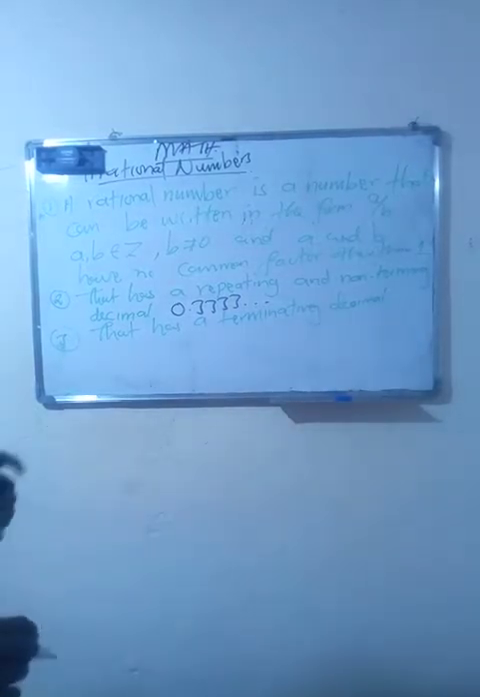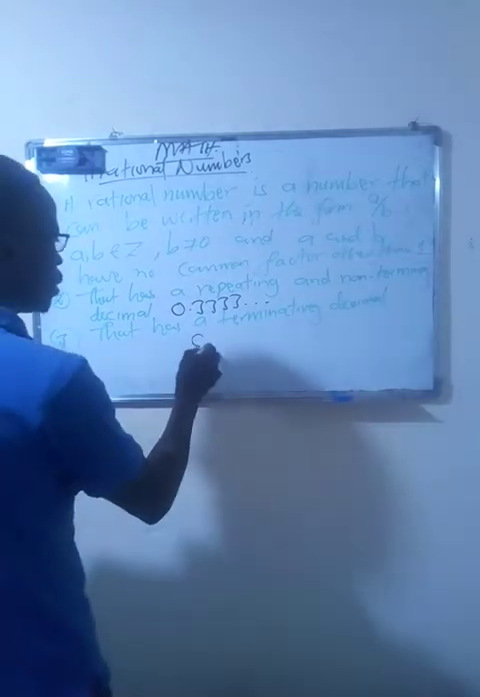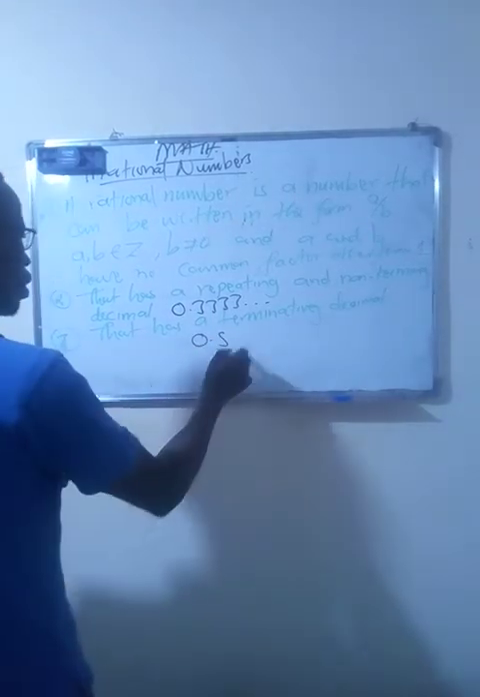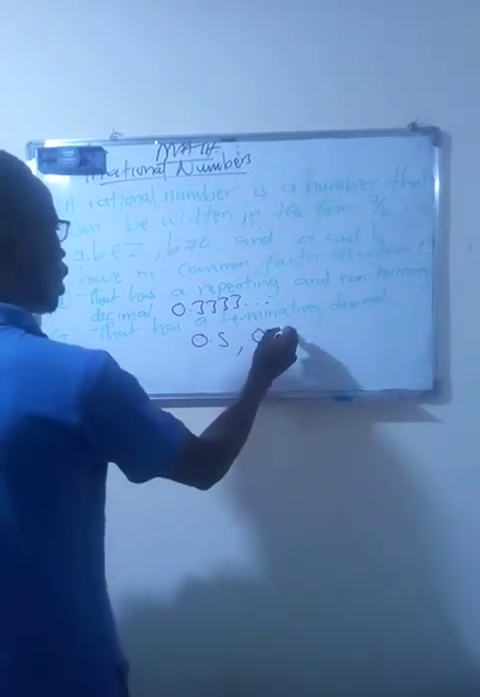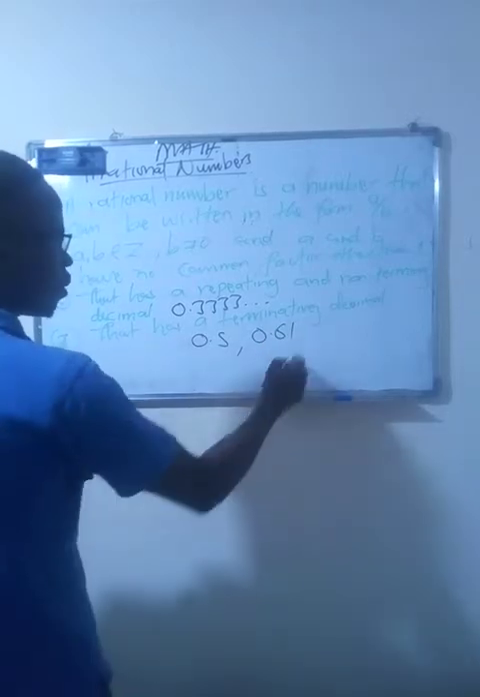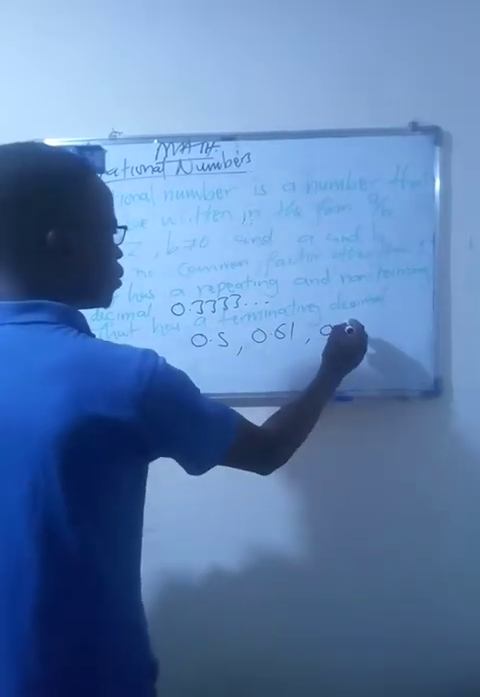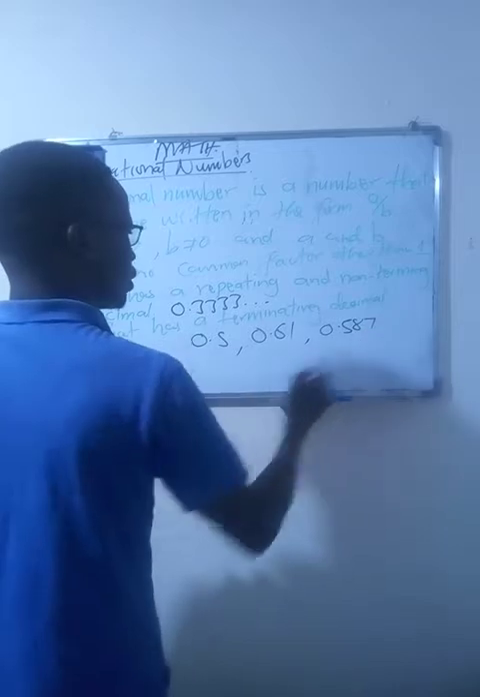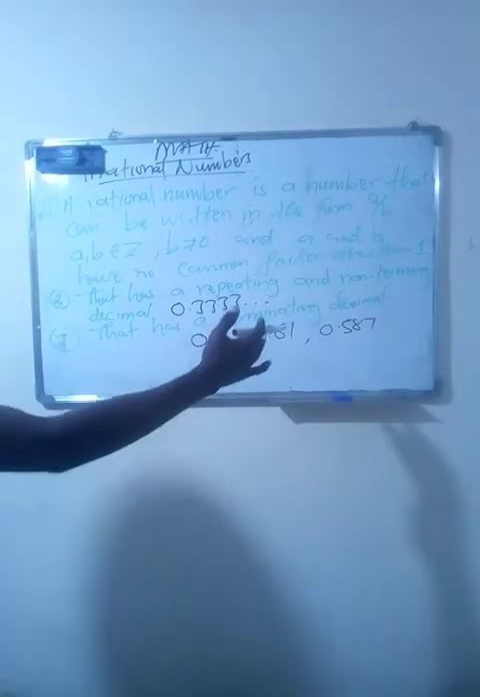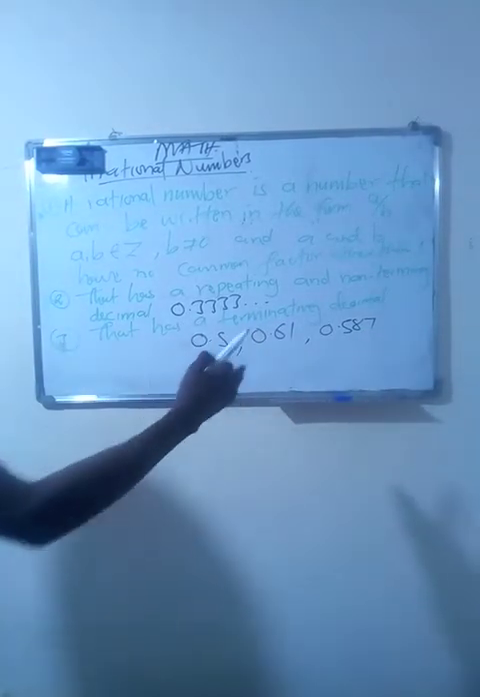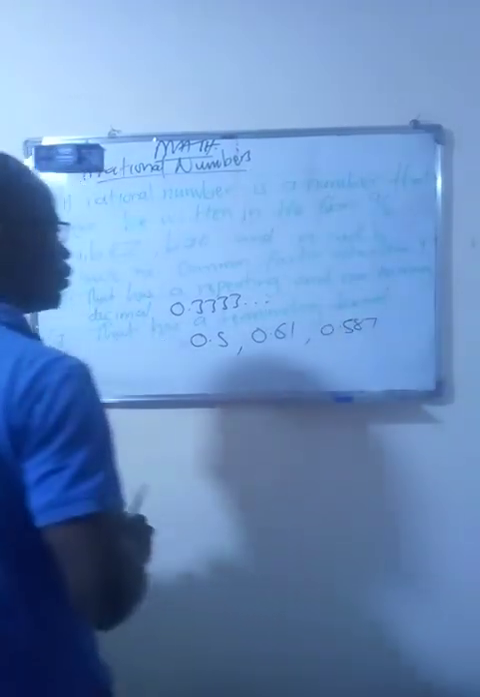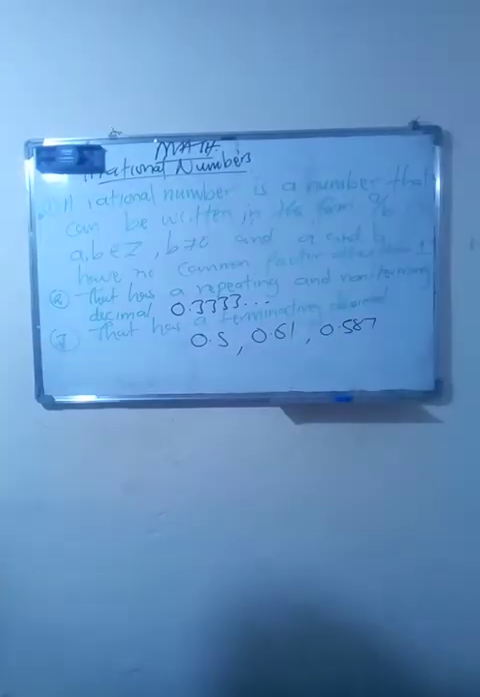And then we also say that it's a number that has a terminating decimal. For example, if we just write 0.5, or 0.61, or 0.587, all those, as long as it's terminating, the decimal is ending somewhere, it has an end, then we can say that such a number is a rational number, right?